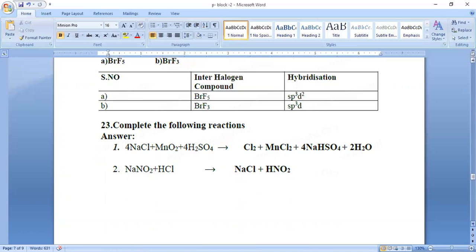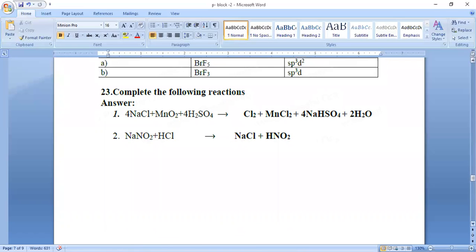Next, complete the following equations. Only the left hand side they will give in the exam. The right hand side you need to complete. That means only the reactants they will give, and the products we need to complete.